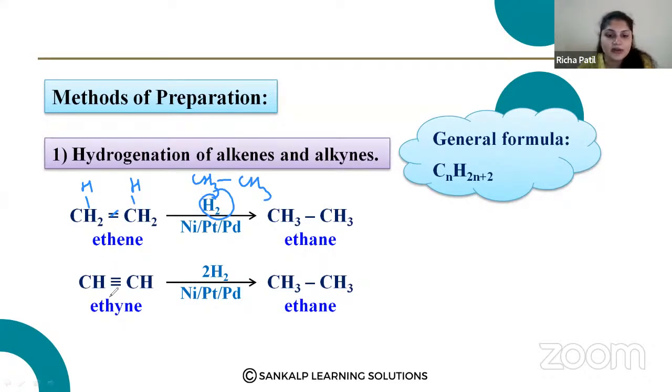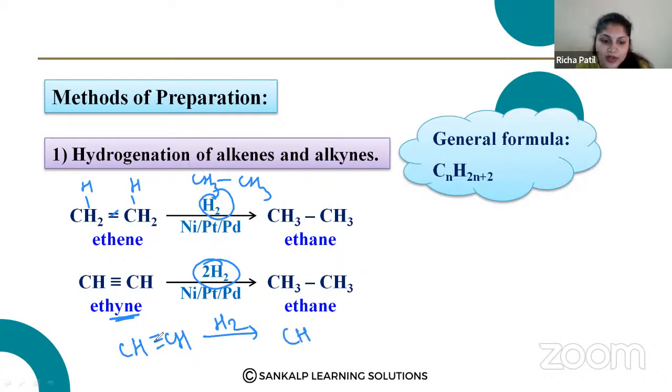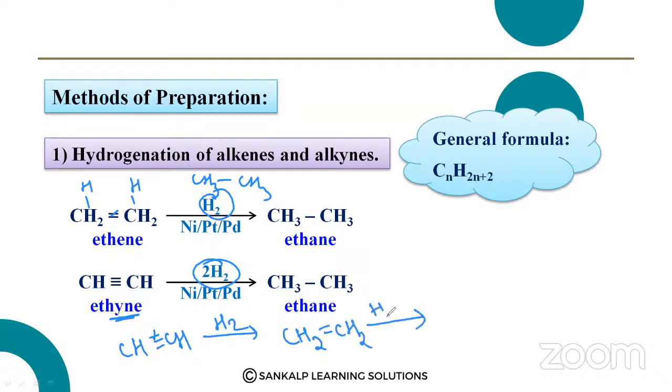Now from ethyne, how many hydrogens are you adding? 4 hydrogens. This is ethyne, CH triple bond CH. First you add only one molecule of H2. When you add one molecule, across one bond, you remove one bond and form CH2 double bond CH2. Then again, one molecule of H2.